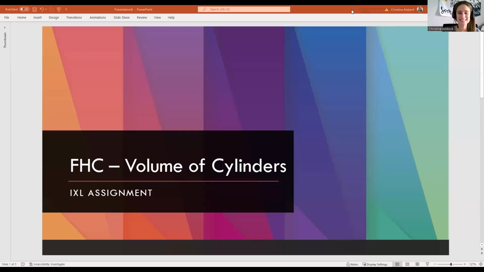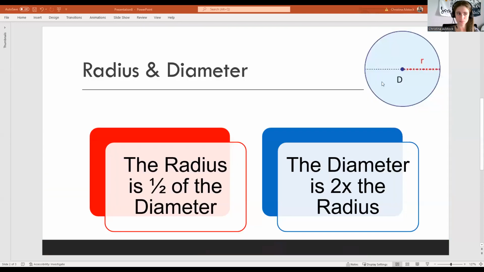Good morning. Today we're going to go through how to find the volume of cylinders, and this is going to align with IXL assignment FHC. Let's do a quick little reminder first, because when we're dealing with cylinders, that is a three-dimensional shape.